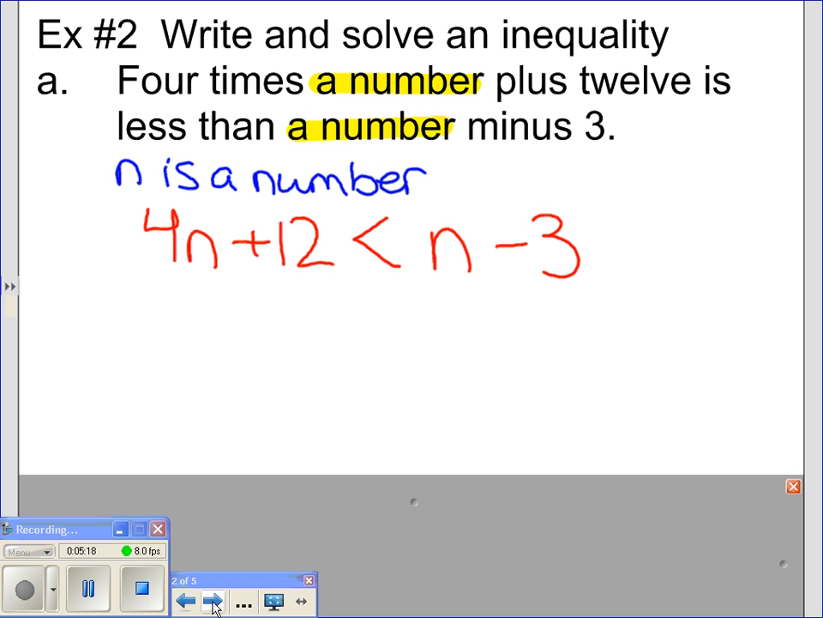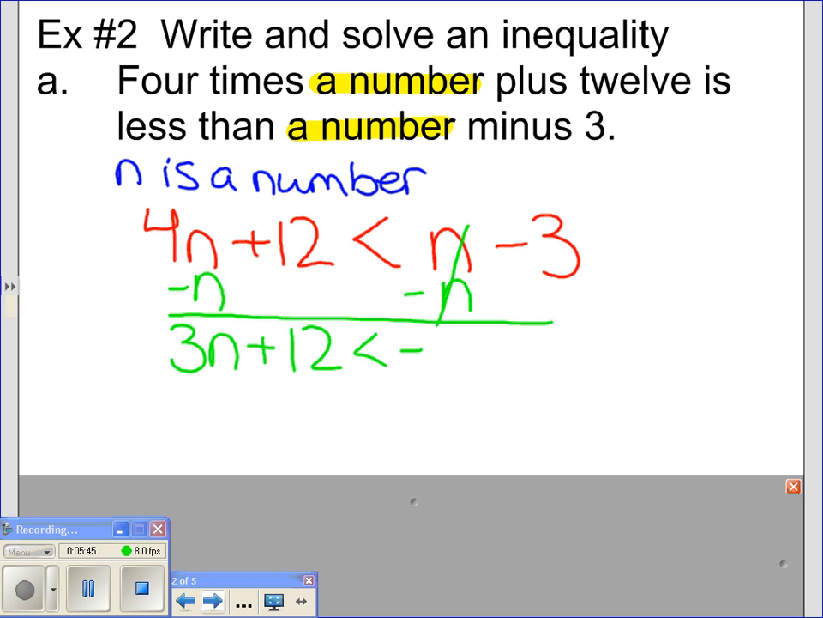First up, we have n's on both sides. So if you remember from our lesson 2.4, we should eliminate the smaller variable. Which one's smaller, 4n or n? Of course, n is. And since n is positive, we're going to subtract n. 4n minus n is 3n. If you take one away, you're going to get 3.